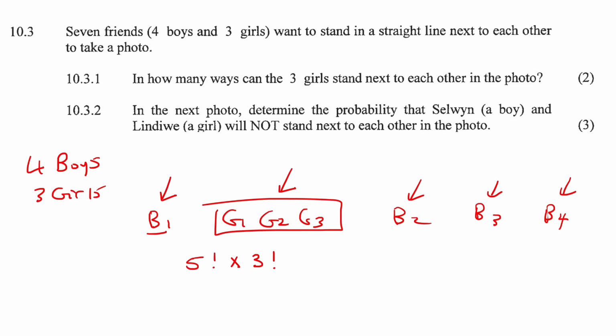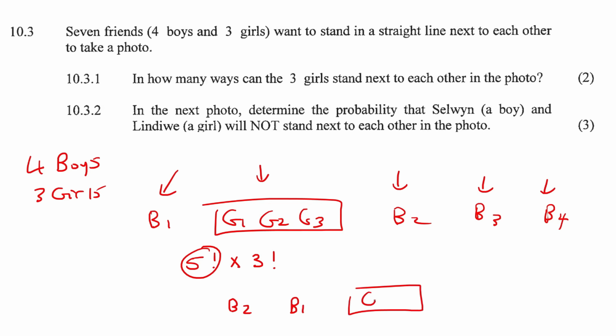Let me explain where this all comes from. The 5 factorial, this part over here, is telling us how many ways can we arrange these groups. You could put boy 2, and then boy 1, and then the girls together, and then boy 4 and then boy 3. But you could do that in a whole bunch of other ways. That's what helps us with the 5 factorial.